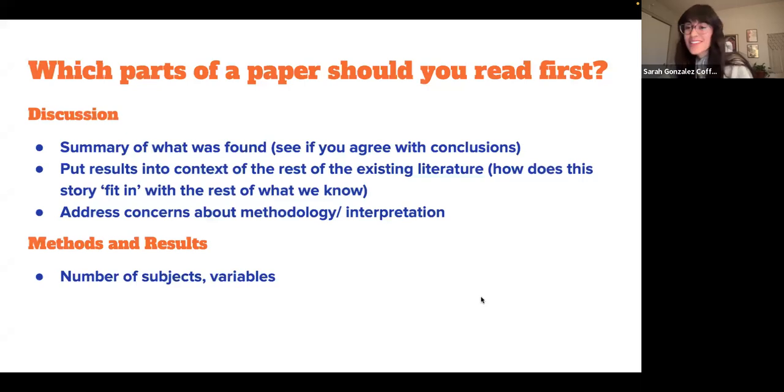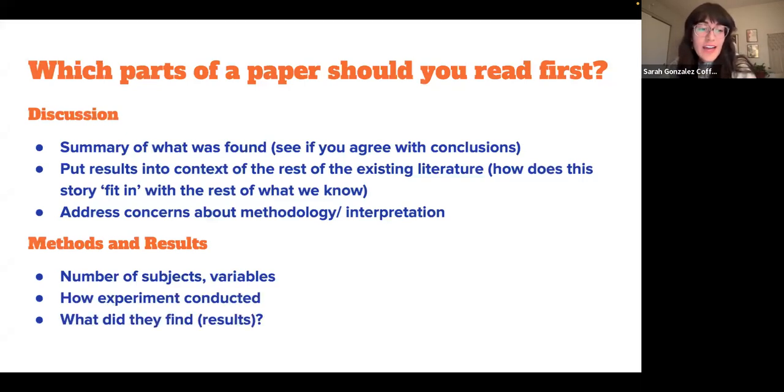So the methods and results, I've kind of danced around this section, but you can read this one towards the end here. This is going to provide you more details about the number of subjects that were in the study. So how many human subjects participated? What are the variables? So were we looking at psychological well-being? Were we looking at empathy? Were we looking at perspective taking? And who participated in this study? How was the experiment conducted? So what did they have participants do to test the different things they were looking to test? And then what did they end up finding?